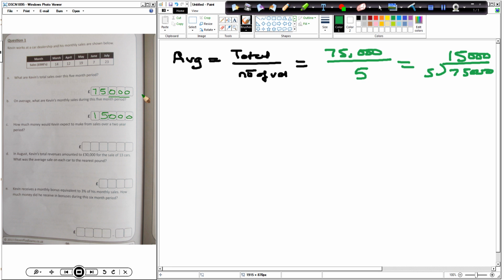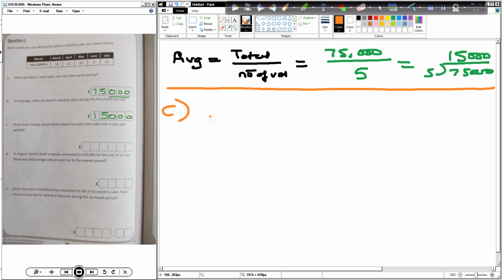How much money would Kevin expect to make from sales over a 2-year period? Put your hands up if you got this part right. All right. Okay, so let's have a look at this question. We need to work out how much money Kevin would expect to make from sales over a 2-year period. It's like a prediction. Now, what was the average monthly sale? £15,000 per month. So that's how much he's making per month.